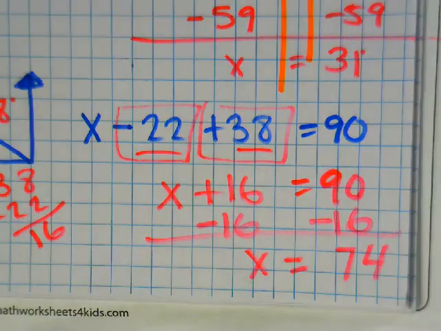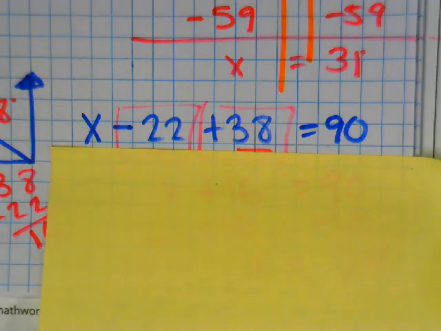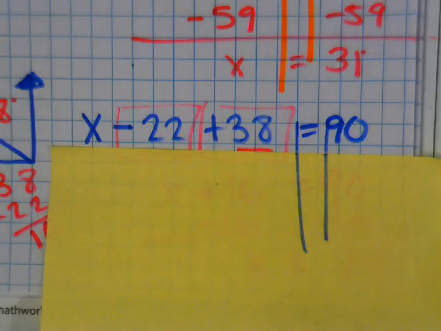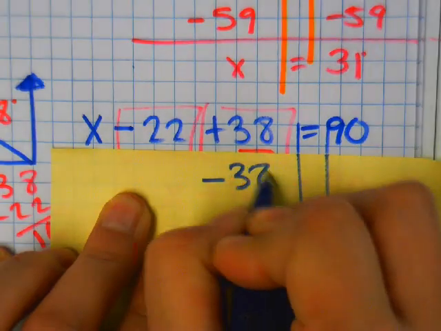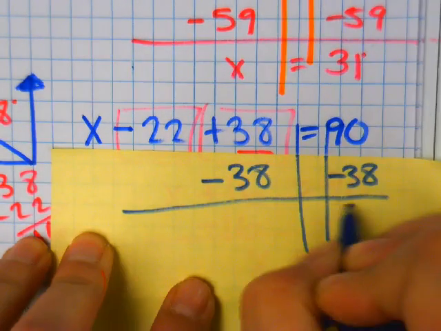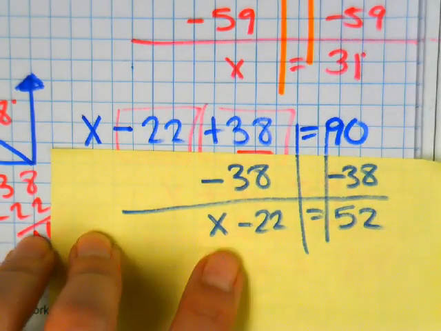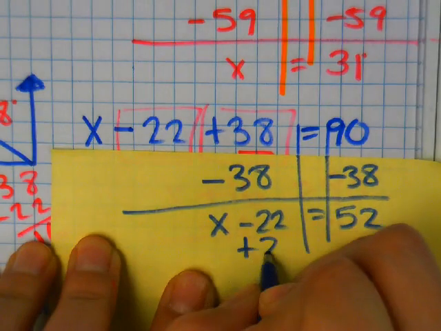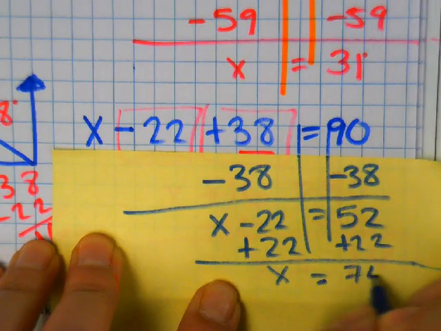Now, if we do it the other way, which I'm going to do right now, if I cover this up, here is the other way. If you see a problem, you're like, I got minus, I got addition, I don't know what to do. Focus. You take one number at a time. If it says plus 38, you're going to do minus 38 on both sides. That gives me 52 is equal to X minus 22. Then, if it says minus 22, you're going to add 22, right? So now it's X equals 74. You still get the same answer.